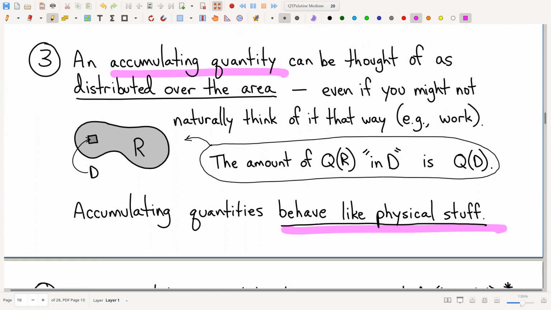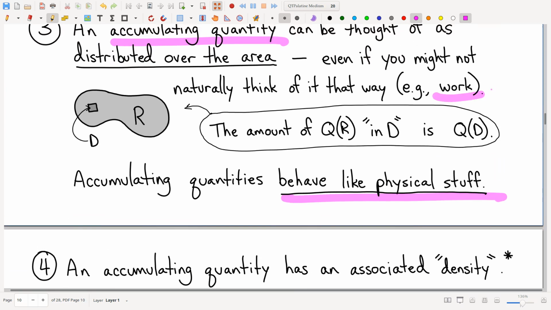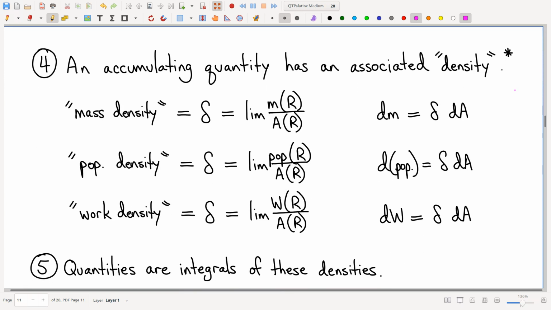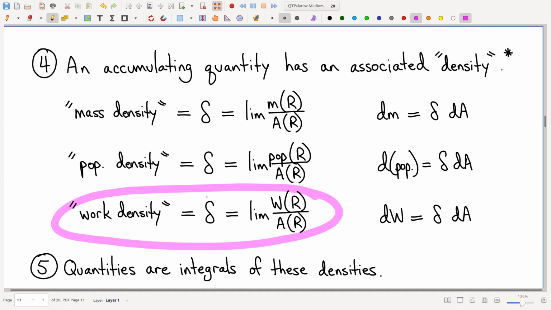So any accumulating quantity, for example work, you can talk about the associated density. Now this one's going to seem a little bit weird and creepy, but we can look at what I'm going to call work density. It sounds strange because work isn't a stuff. It's not a physically manifested substance. But I can talk about how much work it takes to accomplish a task in a given region. Divide by the area, take the limit.